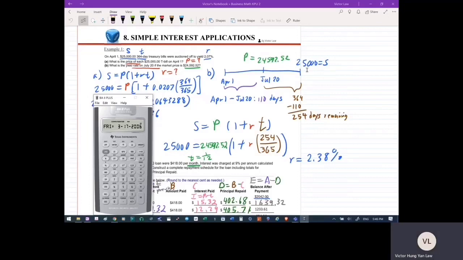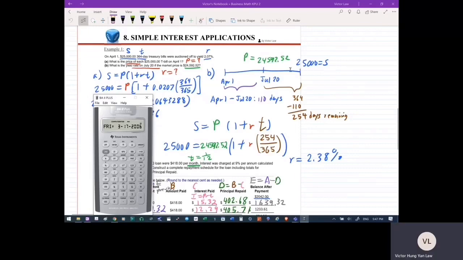The concept that you need to know here is that to find the value of a T-bill, we first need to find the number of days remaining. The days remaining is from July 20th to when it matures at the end of 364 days. The value is always based on the days remaining. It's not based on the number of days past.